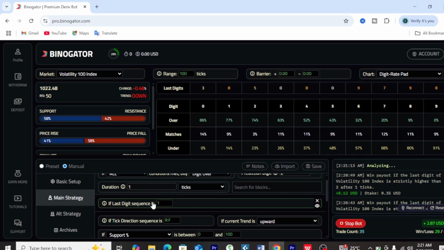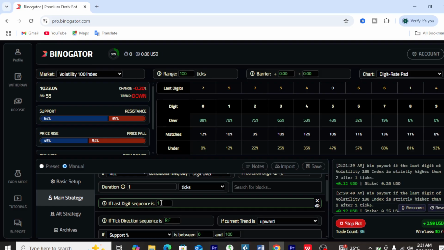So this is another condition. You can set this last digit sequence to be 2. If I set it to be 2, it means that after 2, I'm predicting that the next digit that is going to follow 2 is going to be a digit that is higher than 2. That is the whole idea behind the strategy. So I want you to try out these strategies in your own time. Try them out in your demo account before you go over to your main account.